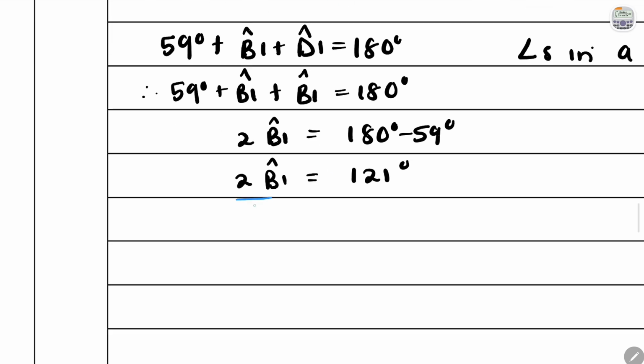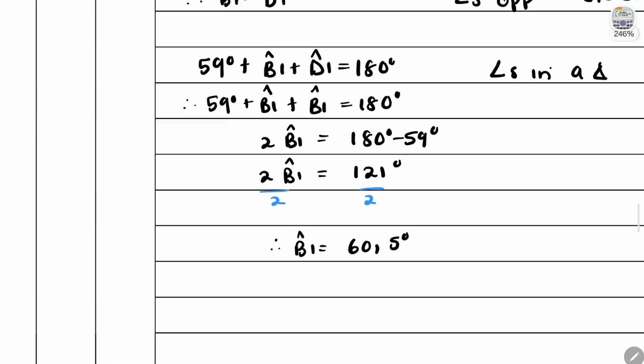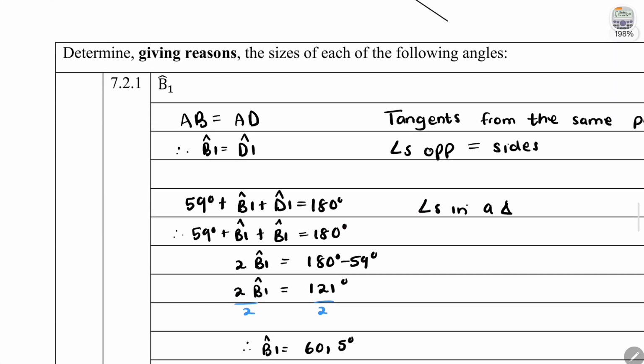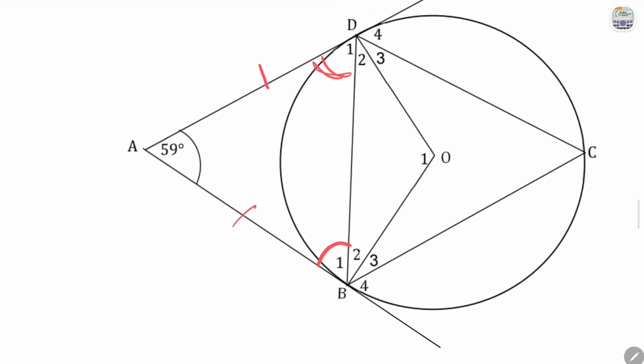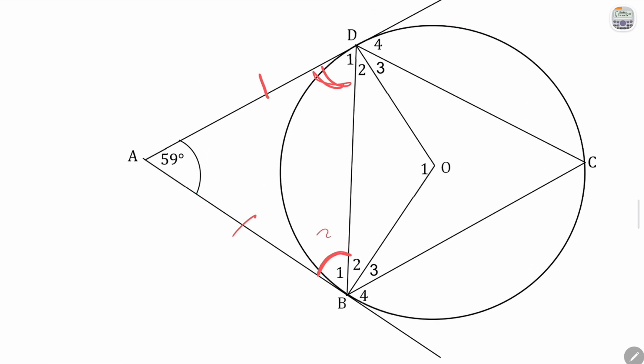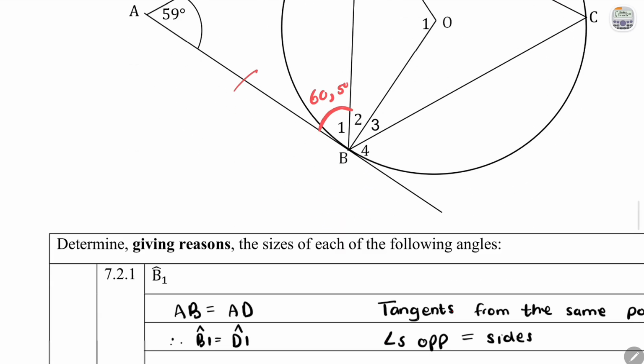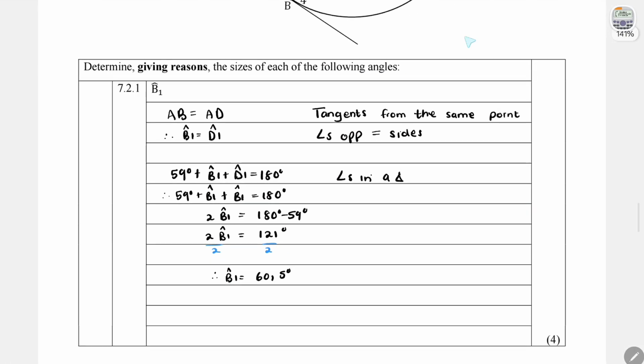So 2 angle B1 is finally equal to 121 degrees. And then we'll have to divide both sides by 2 to finally solve for angle B1. So it means that angle B1 is equal to 60.5 degrees, because 121 divided by 2. Okay, so angle B1 is equal to 60.5 degrees. And you can fill this in on your diagram just in case it helps you with the next calculation. Okay, moving on to the next question.